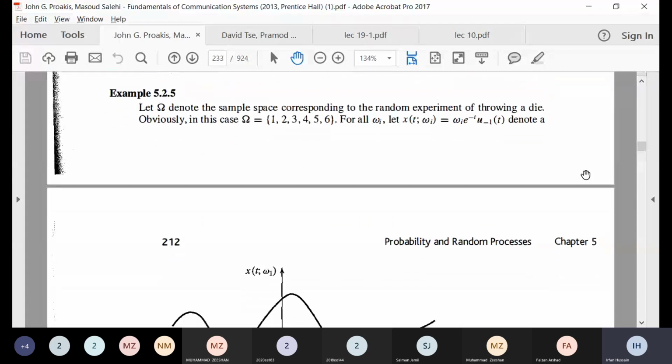Now another example is that, let us say my sample space is now from the output of a dice. From this sample space, I take any omega and I define a time domain function. So this will be a random process, because exponential with a unit step is a time domain function. Multiply this with the outcome of the random experiment, and this becomes a random process.